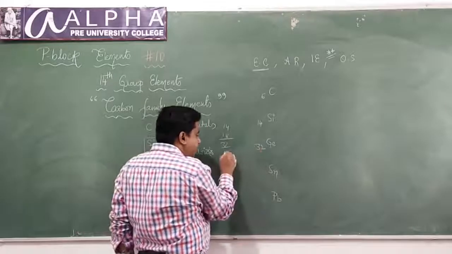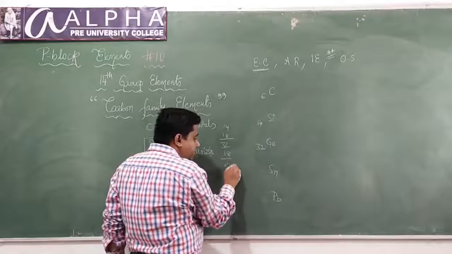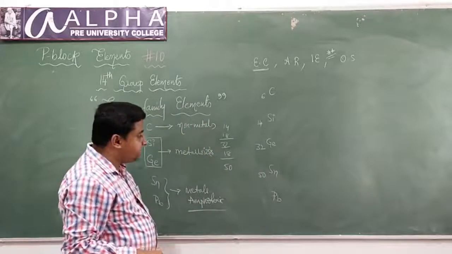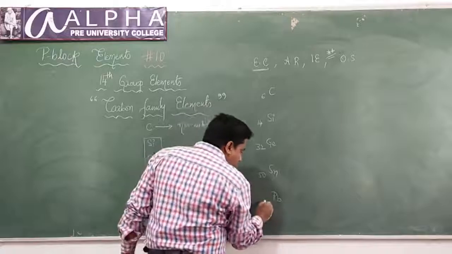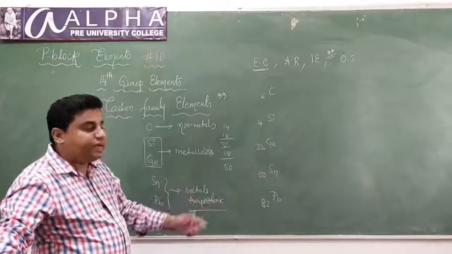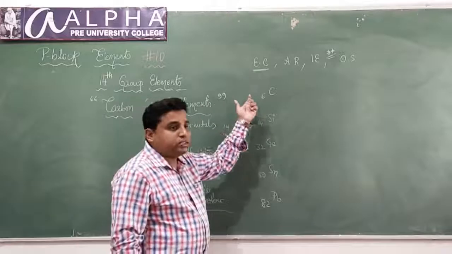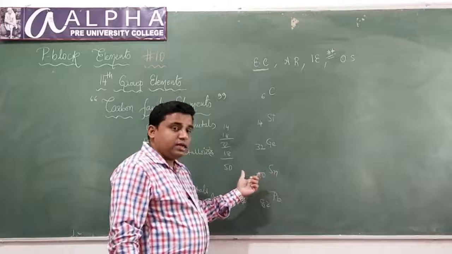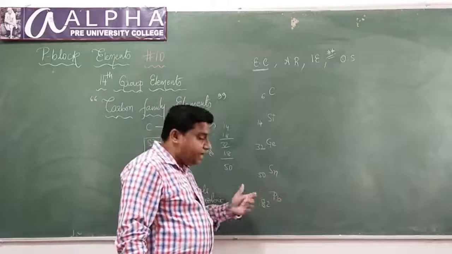32 plus 18 is how much? It's 50. Is this correct? Yes, correct. Next, 50 plus 32 is 82. The atomic number of lead is 82. So carbon 6, silicon 14, germanium 32, tin 50, lead 82.